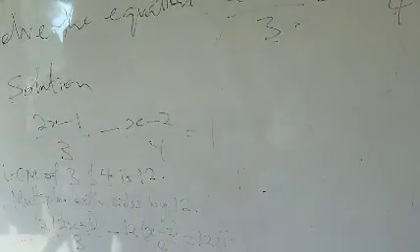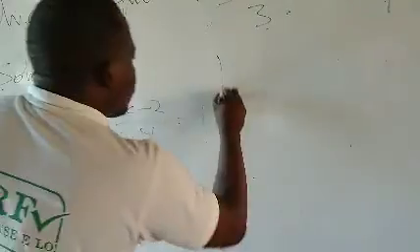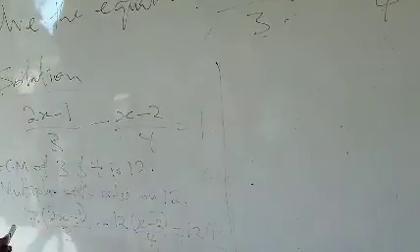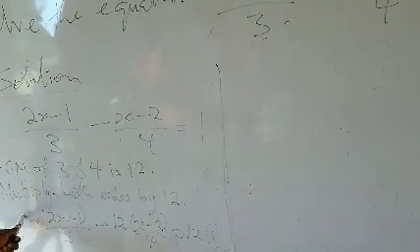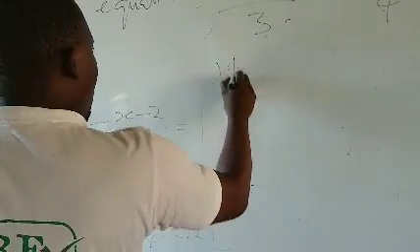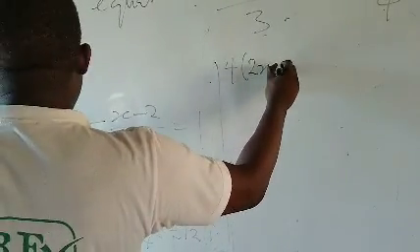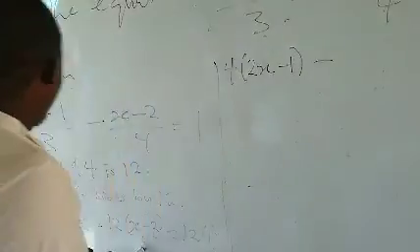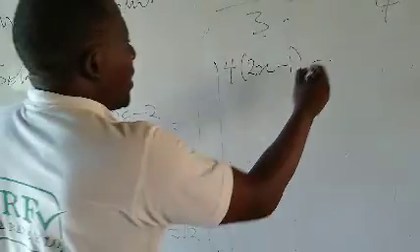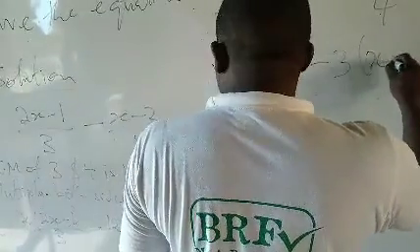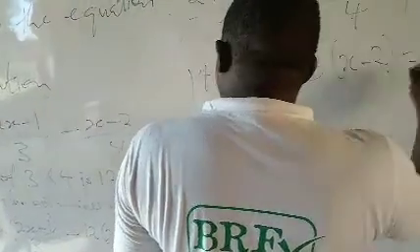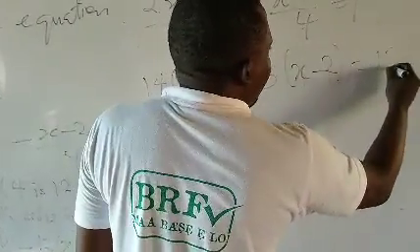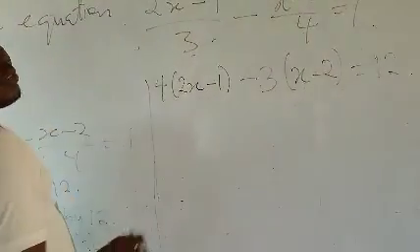Now when we have this, what are we going to do? 3 in 12 is 4. You have 4 times (2x - 1) minus. 4 in 12 is 3. You have 3 times (x - 2). And then 12 multiplied by 1 is 12. That's all. And then you open the bracket.